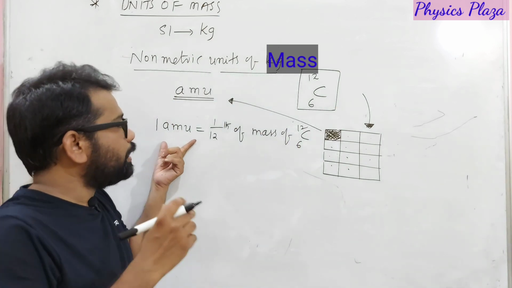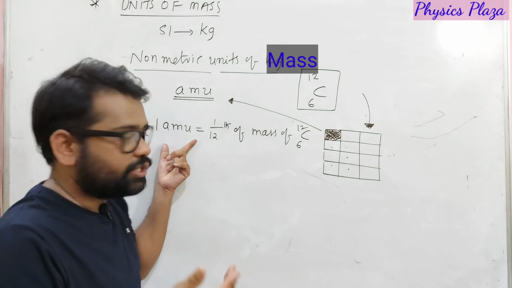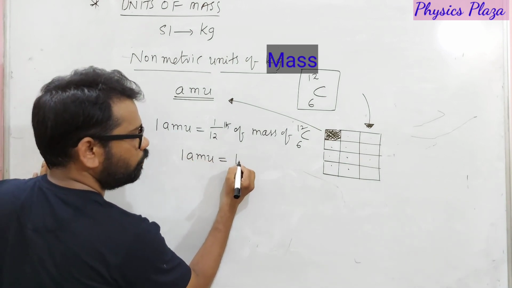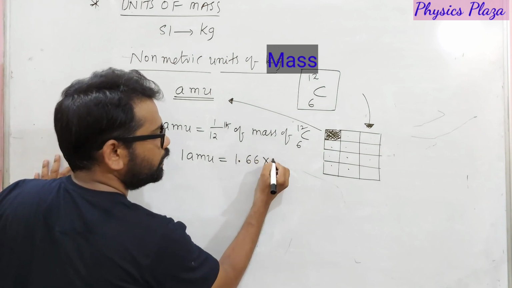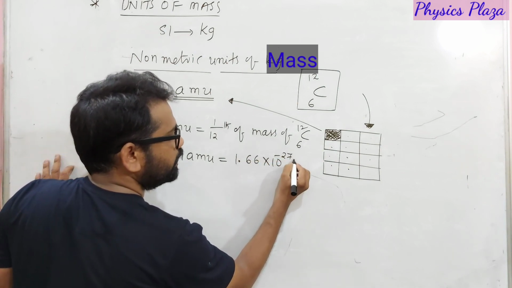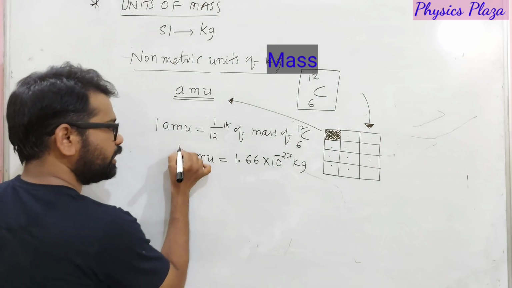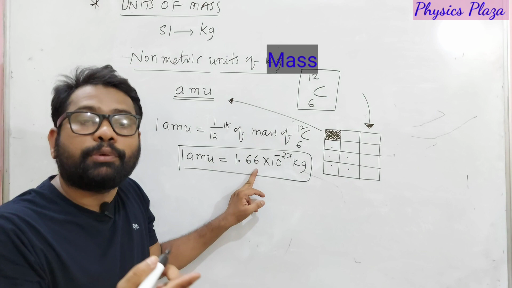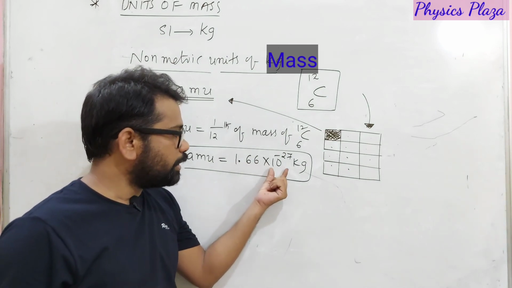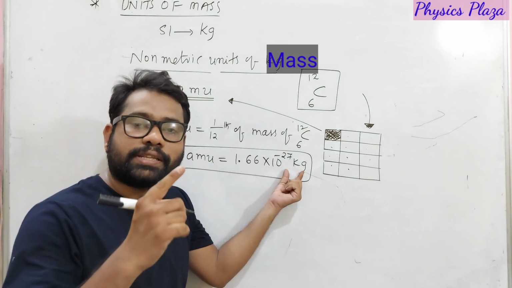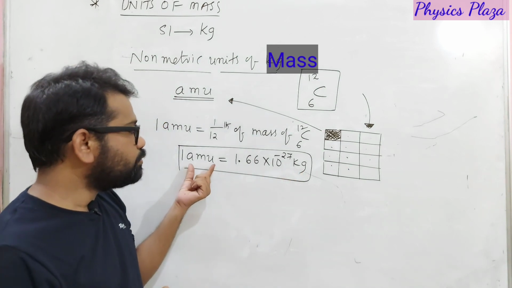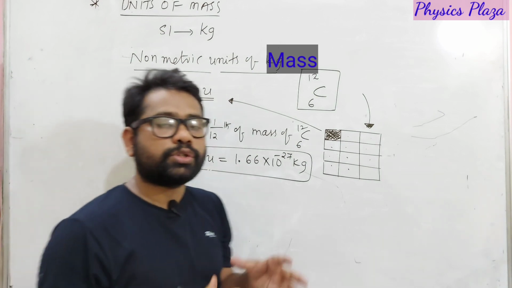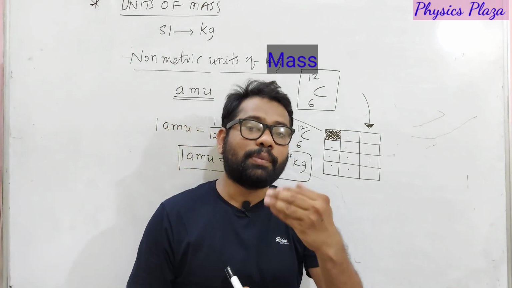How can we relate AMU in terms of kg? Children, here 1 AMU is equal to 1.66 into 10 to the power of minus 27 kg. So 1 AMU is nothing but equivalent to the mass of the proton. Children, 1.66 into 10 power minus 27 kg is equivalent to the mass of the proton. Means AMU is equivalent to the mass of the proton. Children, AMU is used to measure the mass of subatomic particles.